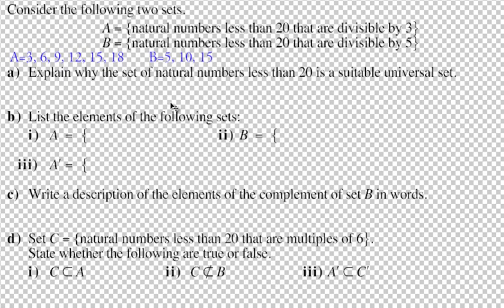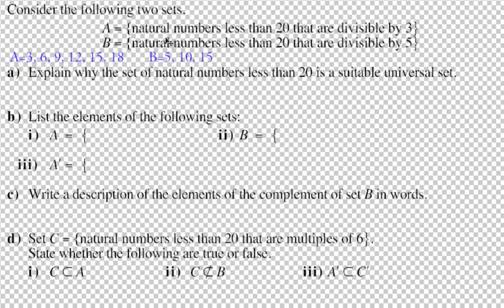Now, explain why the set of natural numbers less than 20 is a suitable universal set. A universal set is a big group that contains all the things you want to talk about. If you're talking about people, your universal set might be all the people in the world, or all the people in your class, or all the people who have ever lived. It kind of depends what the rest of the conversation is about. But in this case, we're talking about natural numbers less than 20.